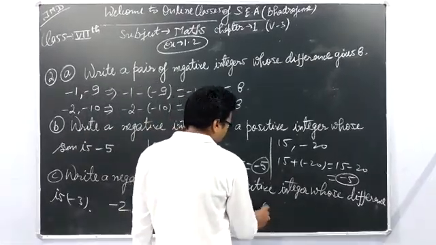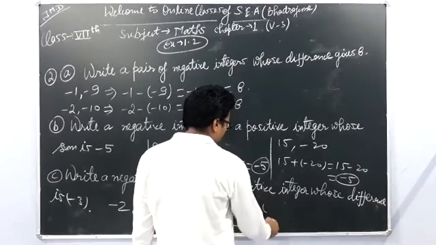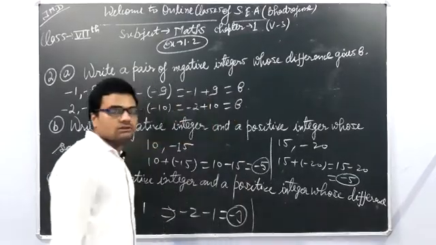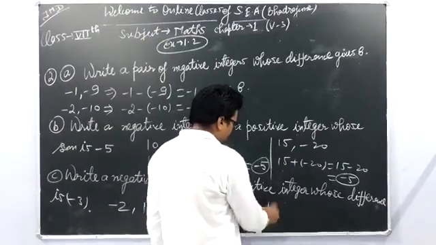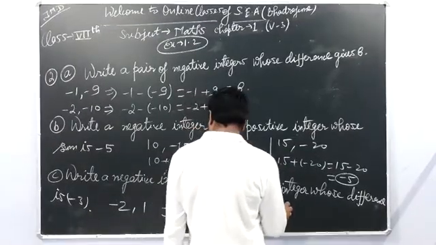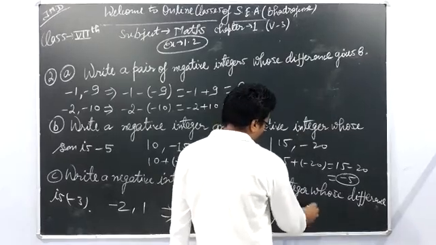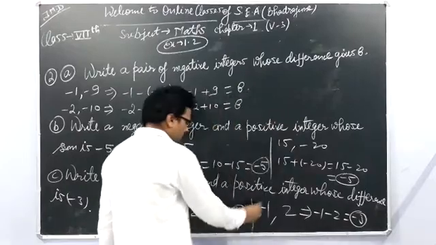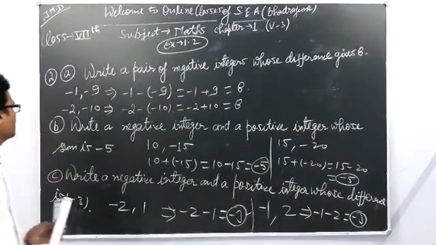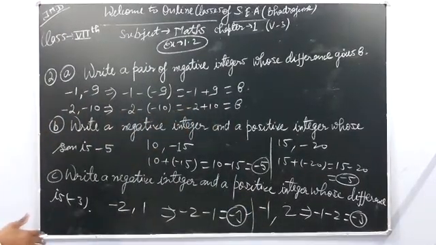If we take one integer as 0, it is not positive actually; 0 is neither negative nor positive. So if our first integer is this one and our second integer is this one, we get 1 minus 2, which is minus 3. So here our difference is minus 3 only. I hope you all got it now.